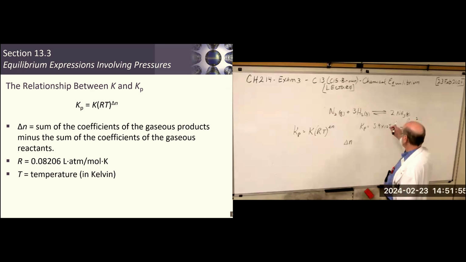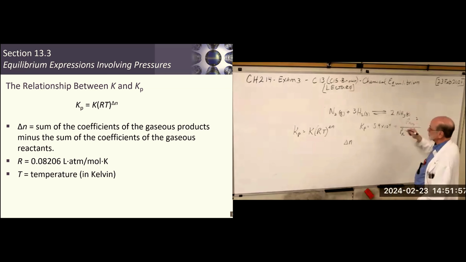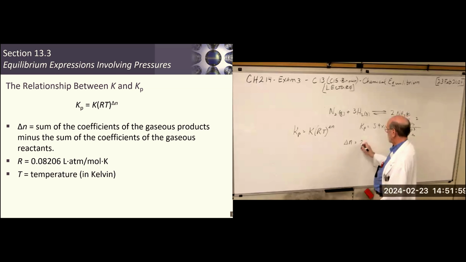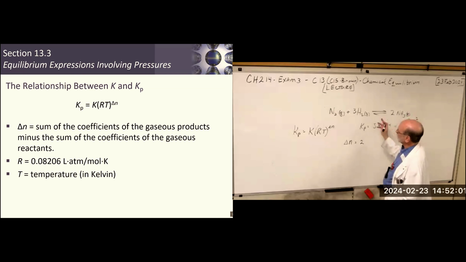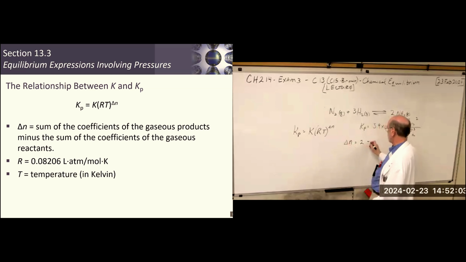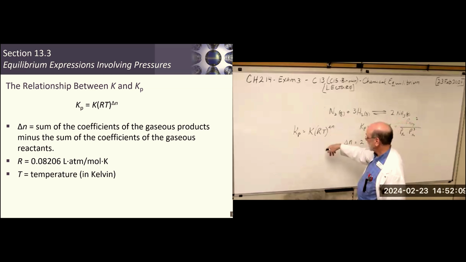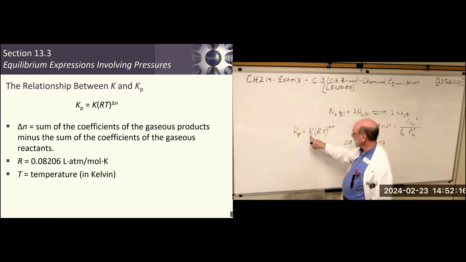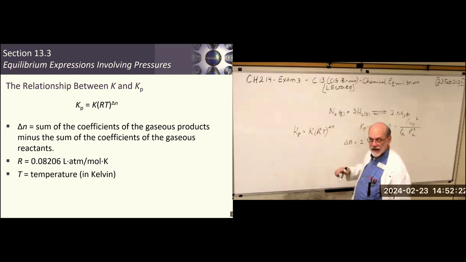So we would take the total moles on this side is 2, and the total moles on this side is 3 plus 1 is 4. So Δn equals -2. So we put a -2 in here. Whatever temperature we're given, 0.08206 here. And if we want to solve for this one, we leave that one as our unknown. We put this value in over here and solve for that one.